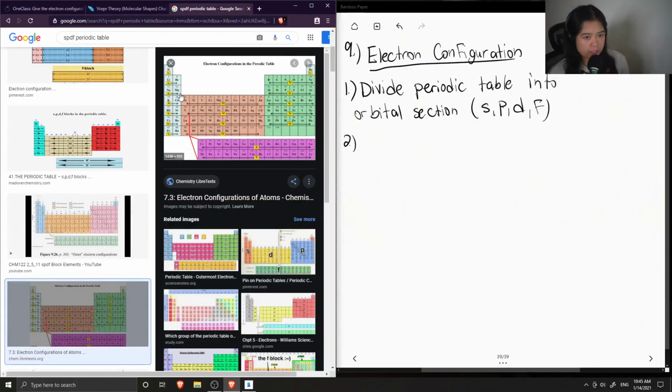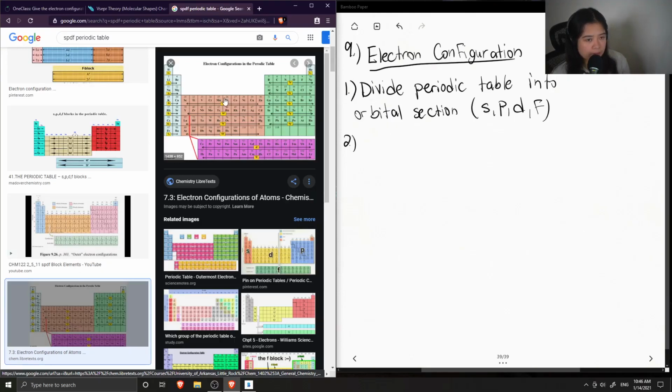So our S block is the first two columns plus helium. The P block is shown in green. And the D block is the middle transition metals, shown in the orange. And the F block are the last two rows, which are the lanthanides and actinides.